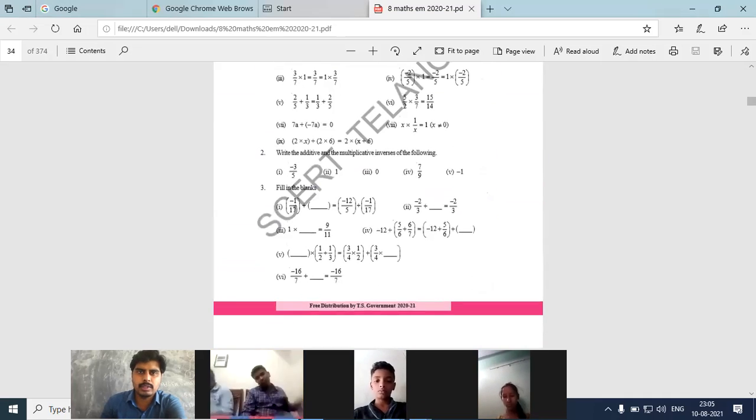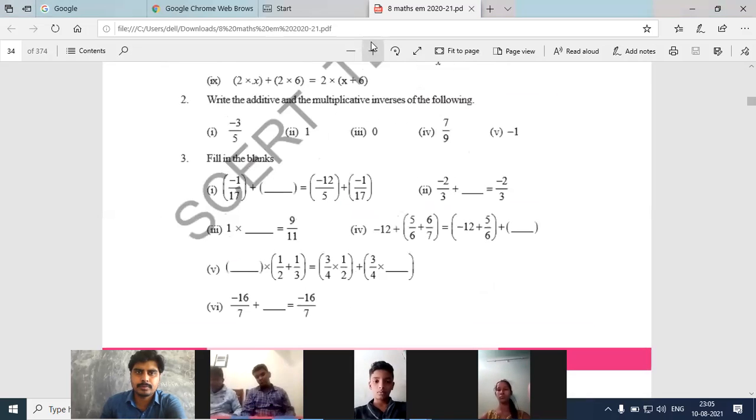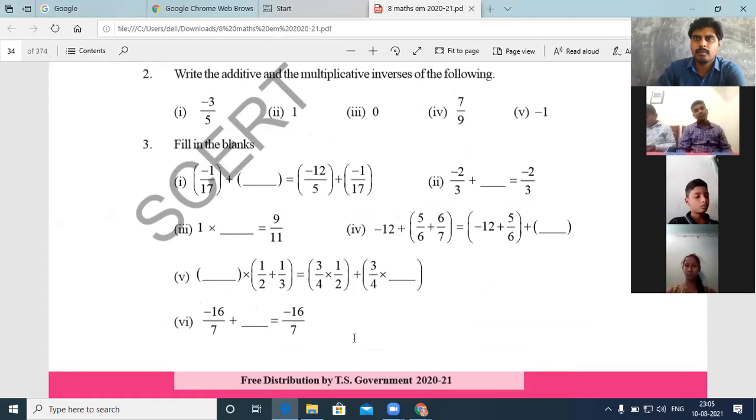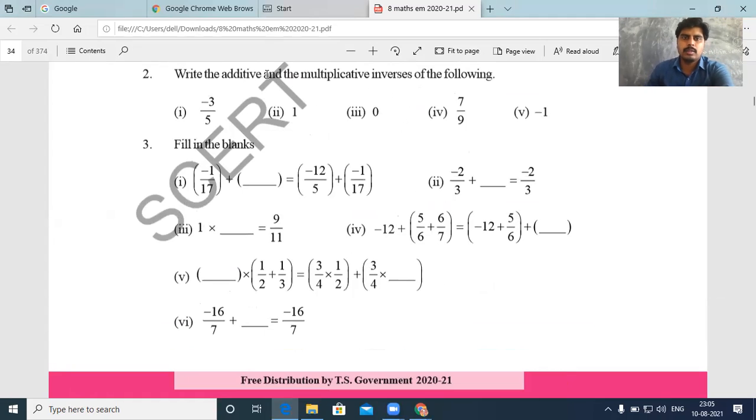Yeah, we were discussing this in the last class, right? So additive inverse and multiplicative inverse. I think we have seen examples in the last class, right?